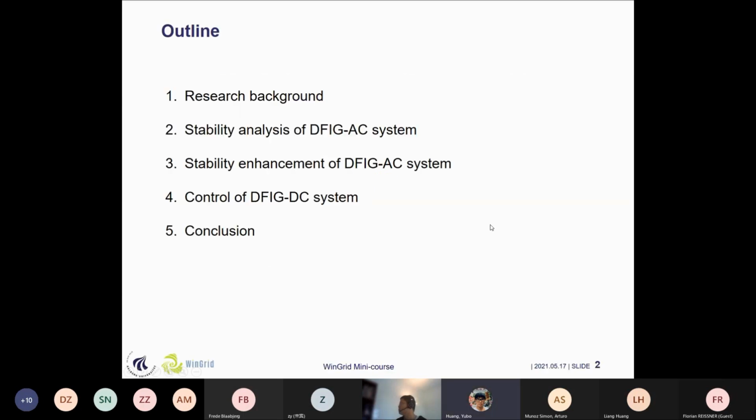Okay, so this is the outline of today's presentation. First, I will introduce the research background, namely why do we need to do the stability analysis of the DFIG-based wind turbine systems. And then I will introduce some stability analysis methods. How can we assess the stability performance of the DFIG systems when connected to a weak grid? And based on this analysis, we want to provide some stability enhancement methods of the DFIG AC systems.